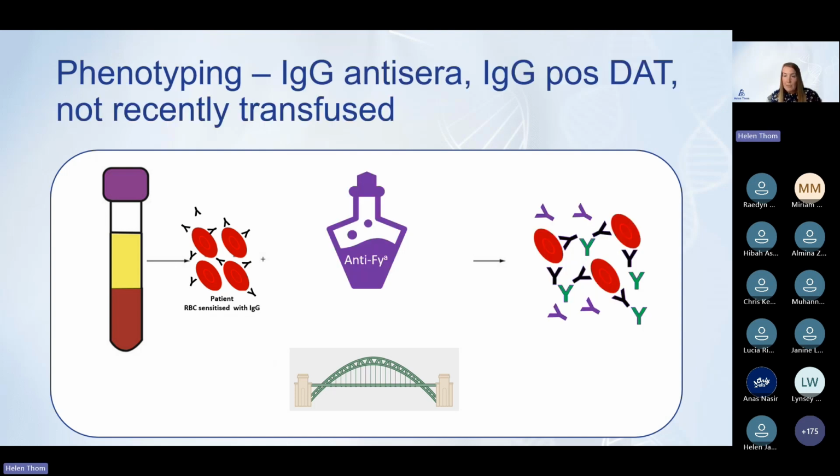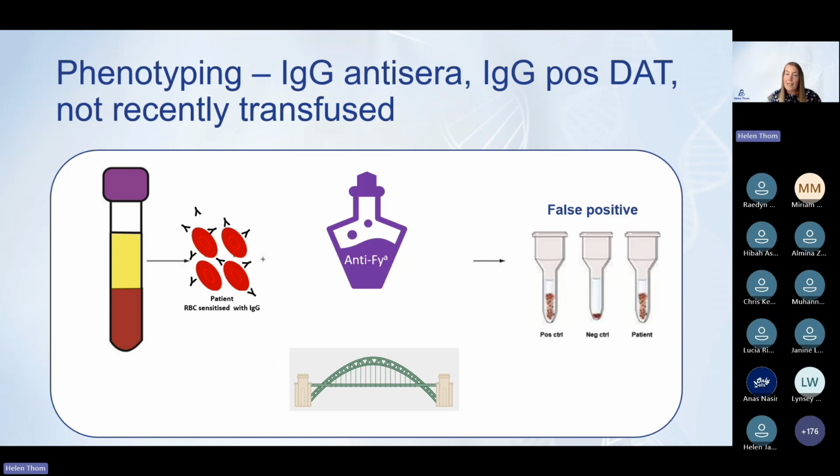So going back to the phenotyping, you'll remember that I said you can't do IgG phenotyping if your patient has a positive DAT, and this is why. You've got your patient red cells sensitized with IgG. When you add your Duffy antisera, the antigen isn't there, so the anti-Duffy will not bind. However, the anti-AHG will bind the IgG on your patient's red cells and cause agglutination. So you actually get a false positive result. So that's how this works.